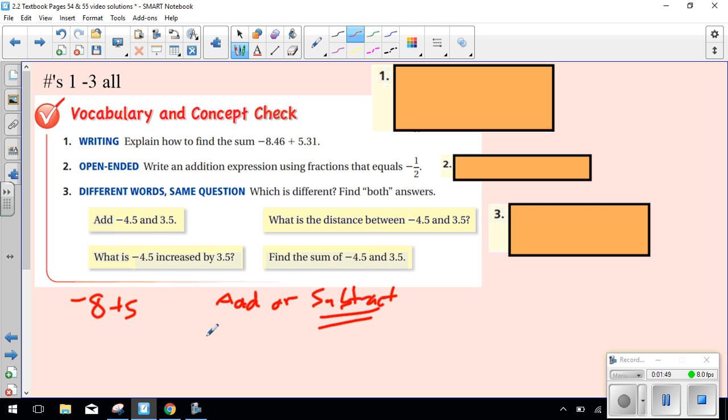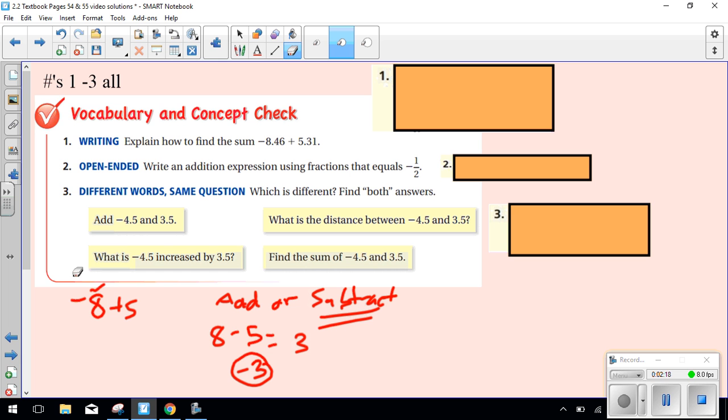So remember, we subtract the absolute values. So 8 minus 5 is 3. And is my solution going to be positive or negative? And remember, 8 gives us a bigger absolute value, so my final solution will be -3. So what I did was, I have to subtract these two because the signs are different. And my answer is negative because the greater absolute value is a negative number.